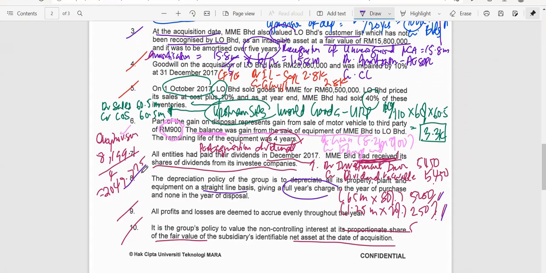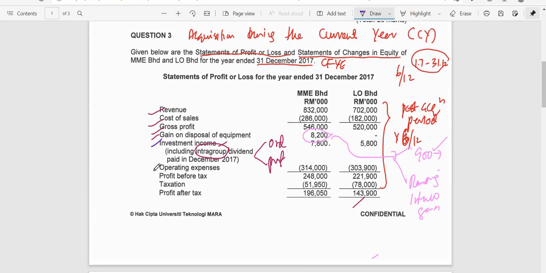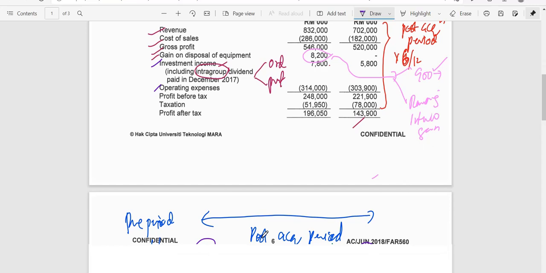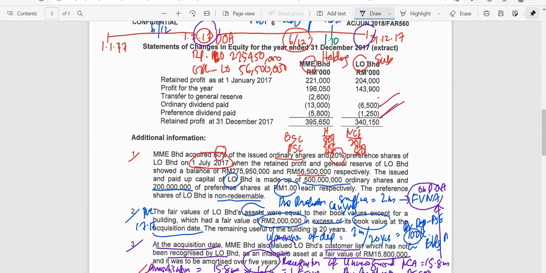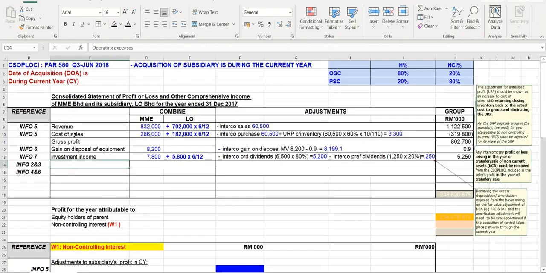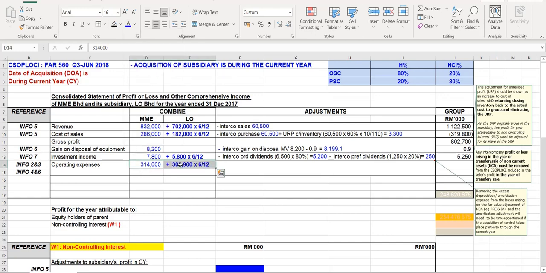That was the line item here. Now I'm going to do the operating expenses. There are a few adjustments that we have already identified that would have affected the operating expenses. The first one, I go by the order: information number 2 and number 3. Before that, we need to report the consolidated figure. The one of the subsidiary is time apportioned for the 6 months during the post-acquisition period.